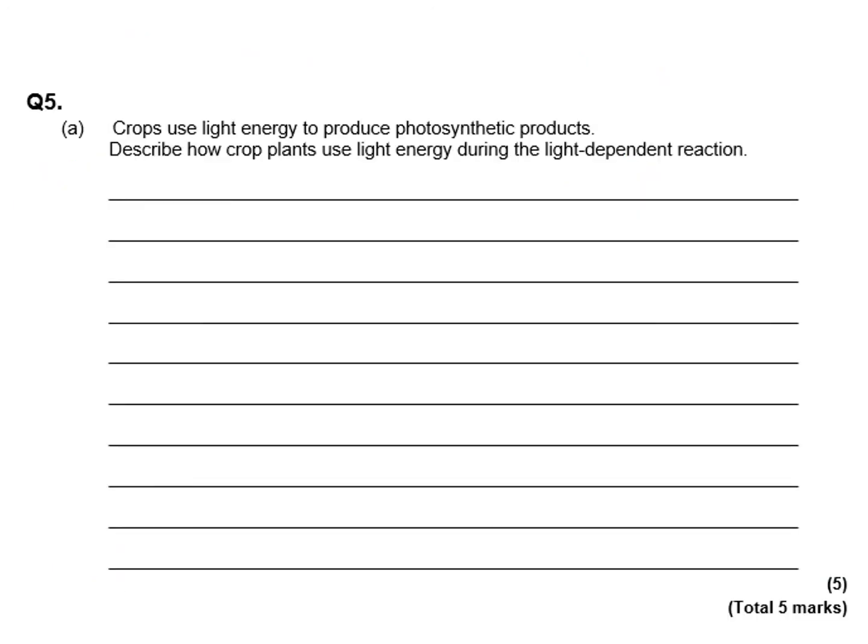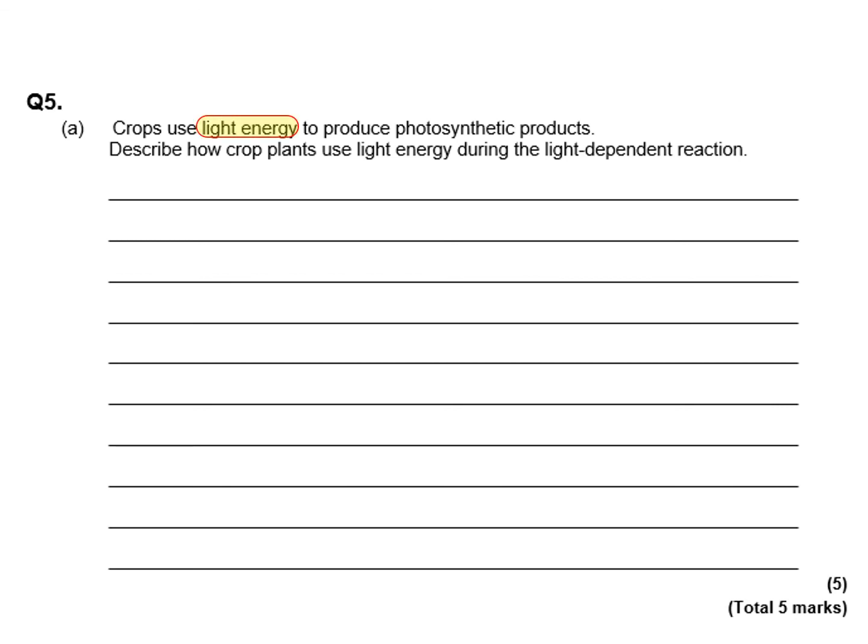Okay, the last question then is an AO1 recall question. Obviously you guys need to learn the LDR that occurs at the thylakoid membranes inside chloroplasts, and then obviously the LIR, which is in the stroma of the chloroplast, which is where the Calvin cycle takes place. So it says crops use light energy to produce photosynthetic products. Describe how crop plants use light energy during the light dependent reactions.